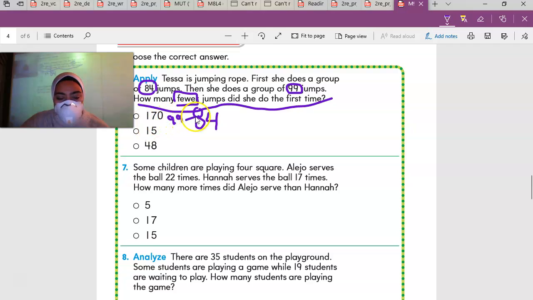Miss Yusuf, how come you switched it? I thought 84 is the first number. I know. But I know when I subtract, the big number goes first too. So 99 take away 84 equals what? Empty box. Empty box. And then do it. 99 take away 84. And solve.